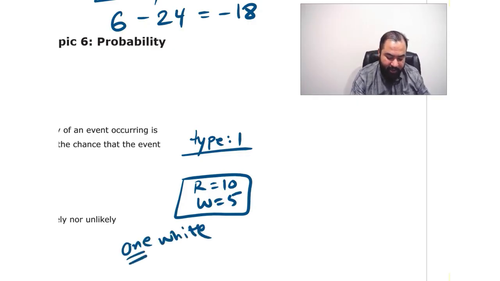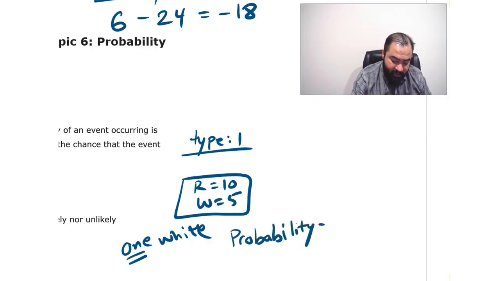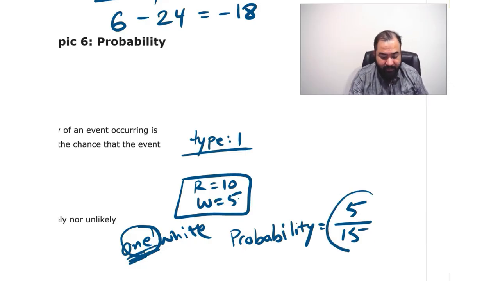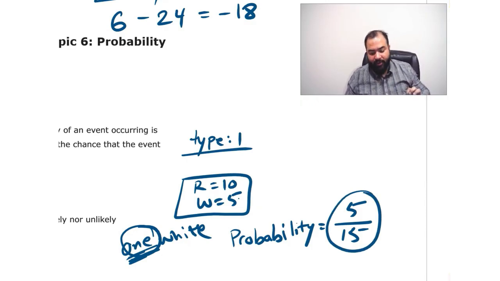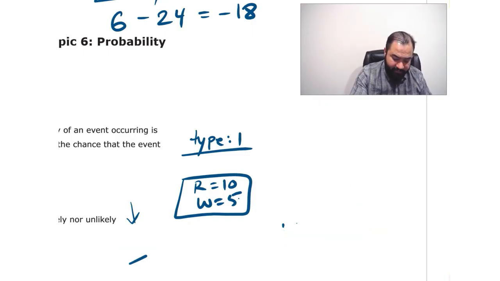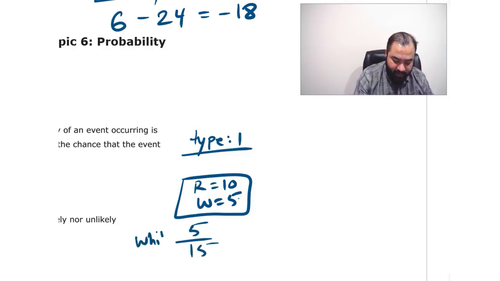How many white, guys? 1. But the probability means chances, right? The probability of picking only 1 white is what? 5 out of 15, because there are 5 white out of total 15, right? But remember, I just picked 1 white, not all 5. Then why do I put 5 over 15? Because the chances is 5 over 15, but I only took out 1. Remember this. So that's the first type. They will give you red and white, and they're going to ask, what is the probability of picking a white? So it's just 5 out of 15.